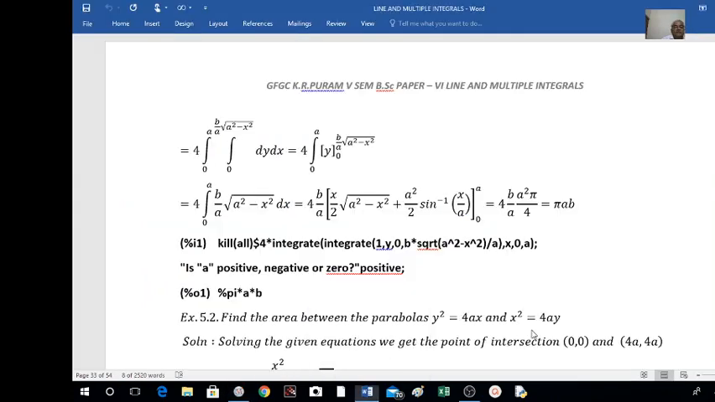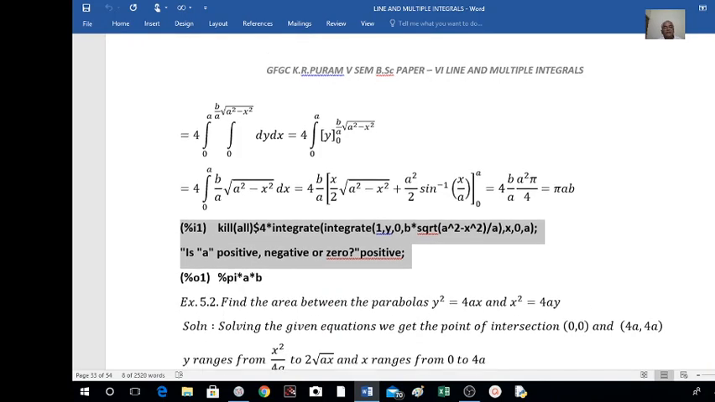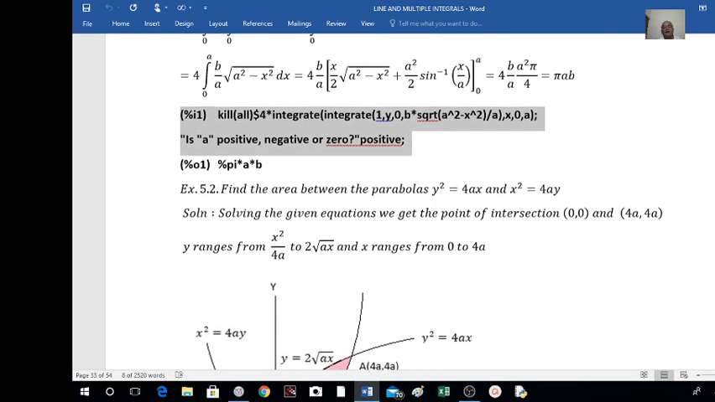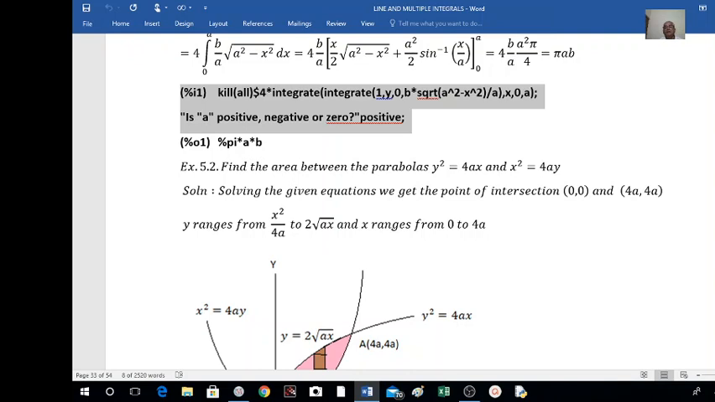Next I will go to the next example. Find the area between the parabolas y square equal to 4ax and x square equal to 4ay. First we have to find the point of intersection of these two. For that, we just put the value of x in this or put the value of y in this. Then we get an equation in terms of x or in terms of y.